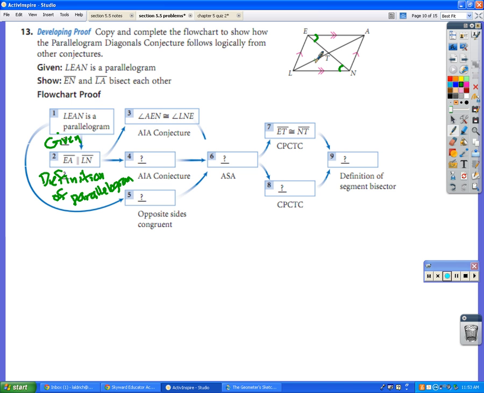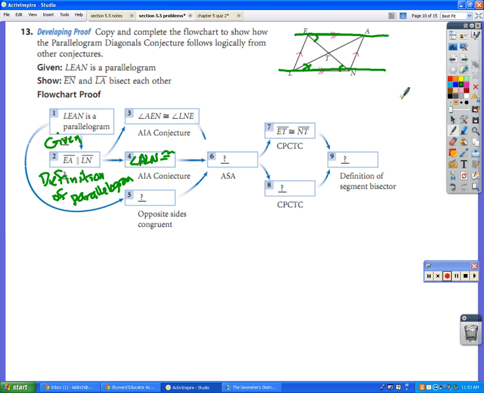L-A-N. Okay, LAN we're going to get in a minute, but LAN is up against this side here and that side there. So we need another angle that's touching this side and this side. Okay? Anybody? Yes? ALN, good. So that would be this one down here, which is going to be congruent to which one up here somewhere?